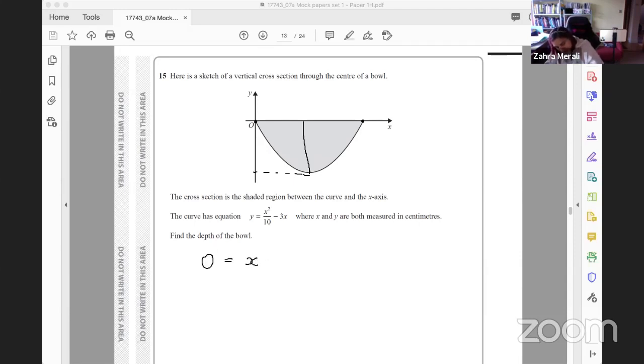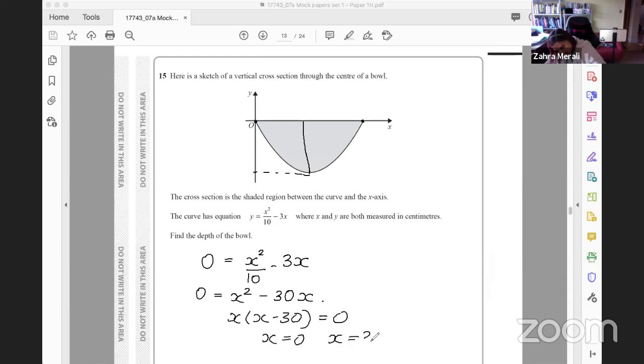So 0 equals x squared over 10 minus 3x. If I wanted, I could times everything by 10. So I'll get 0 equals x squared minus 30x. I can take x outside the bracket. x(x minus 30) equals 0. x equals 0, x equals 30. So that's 30. So that means exactly halfway must be 15. So I've got the x coordinate for exactly halfway, and I want to find the y.